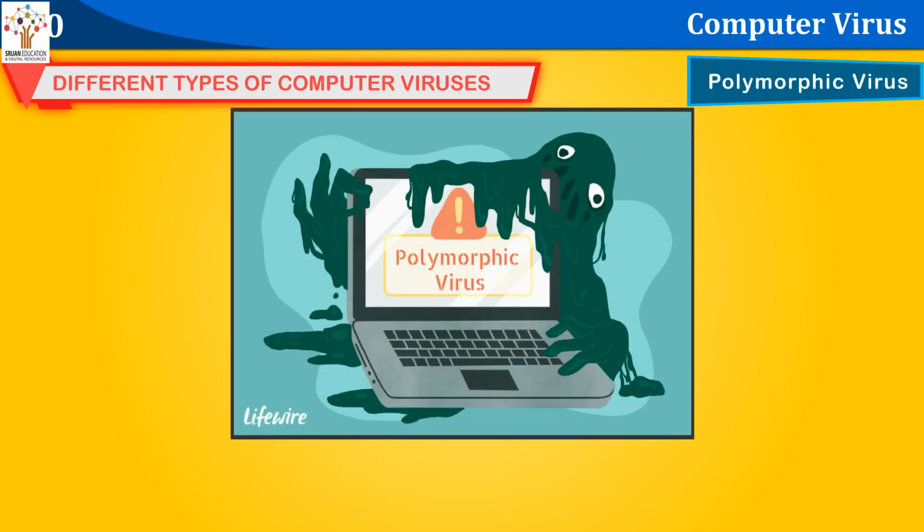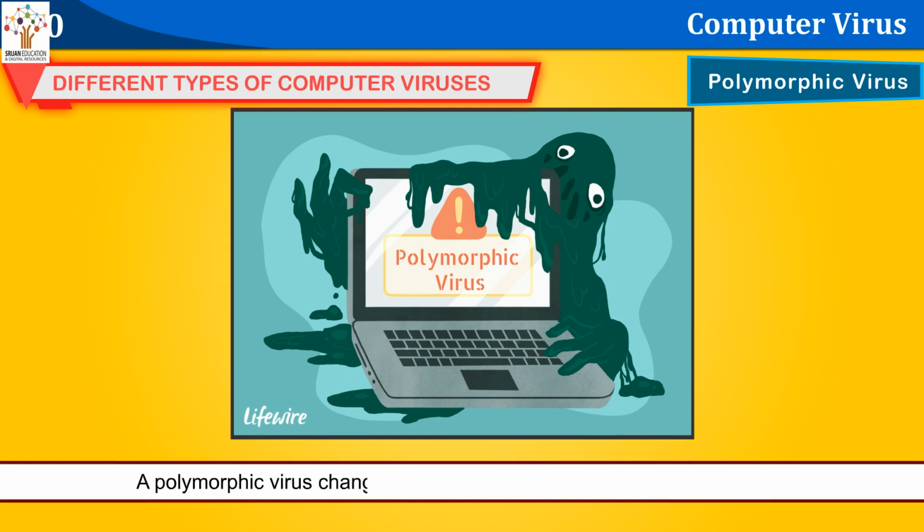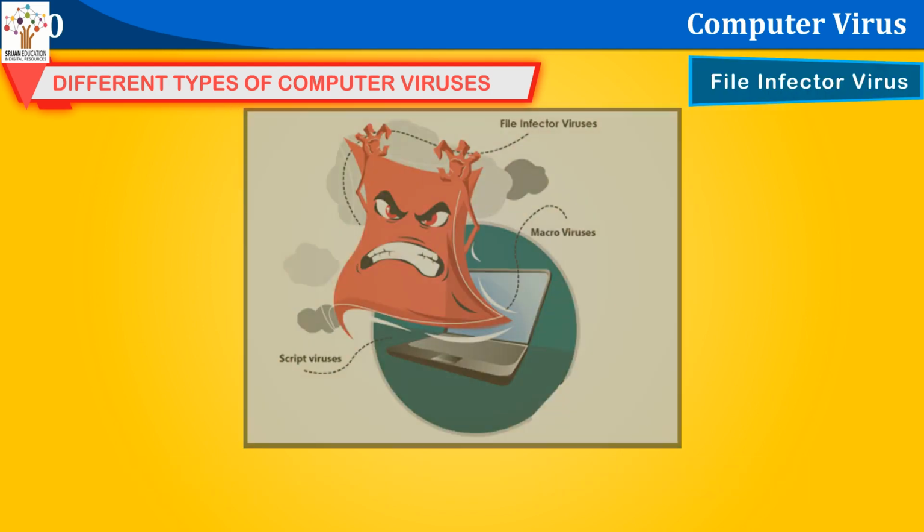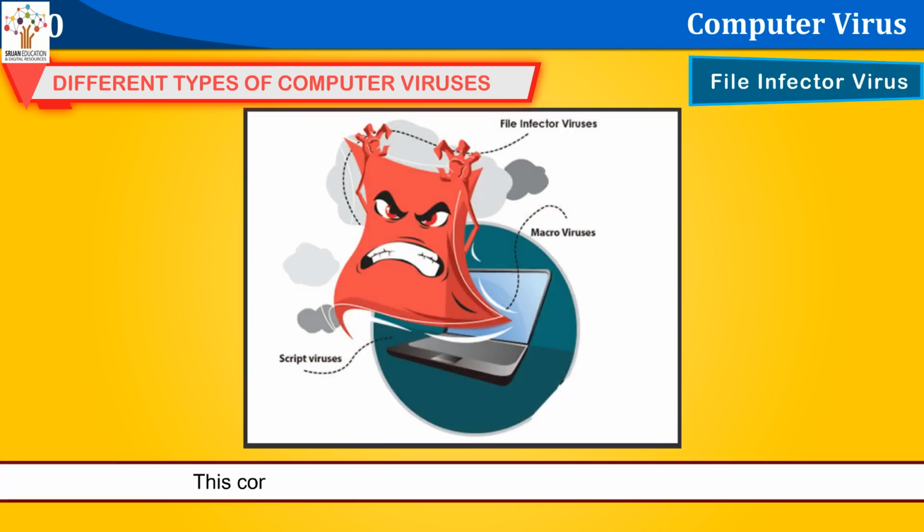Polymorphic virus. A polymorphic virus changes its code each time an infected file is executed. It does this to escape antivirus programs. File infector virus. This common virus inserts malicious code into executable files used to perform certain functions or operations on a system.